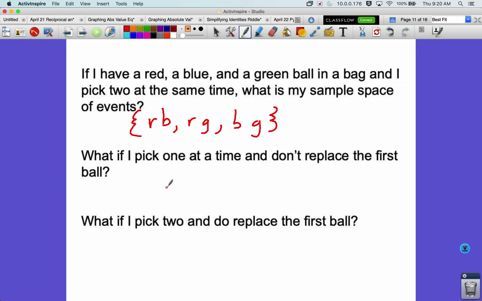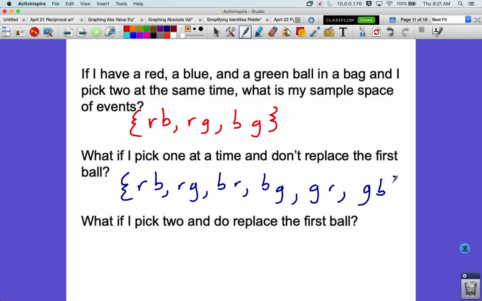But what if I pick one and I don't replace the first one? Now there is this temporal quality that one gets to be first and one gets to be second, but I'm not replacing the first one. So let's see, we could do red, blue, red, green, but I can't do red, red because I didn't replace the red ball. So I've got to move on to blue, red, blue, green, or green, red, green, blue. And then I've got them all.